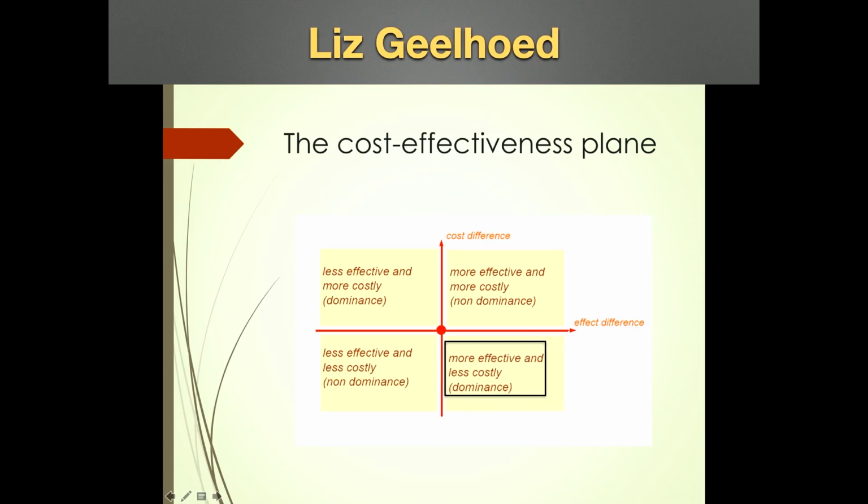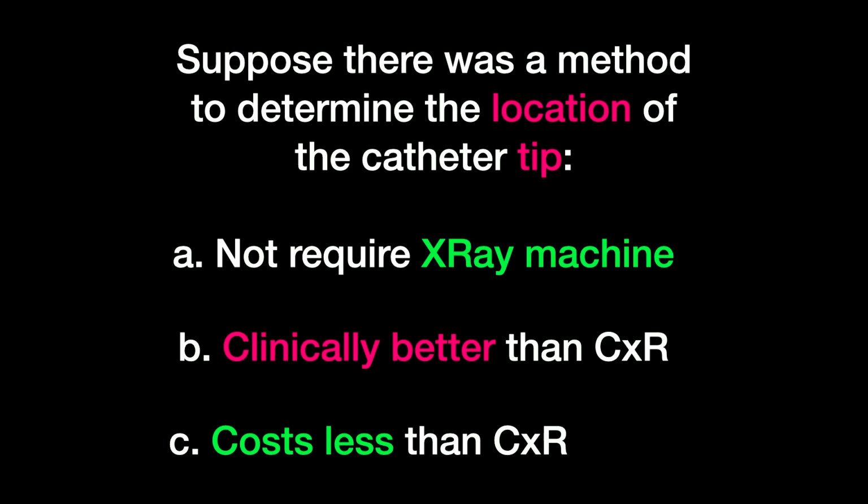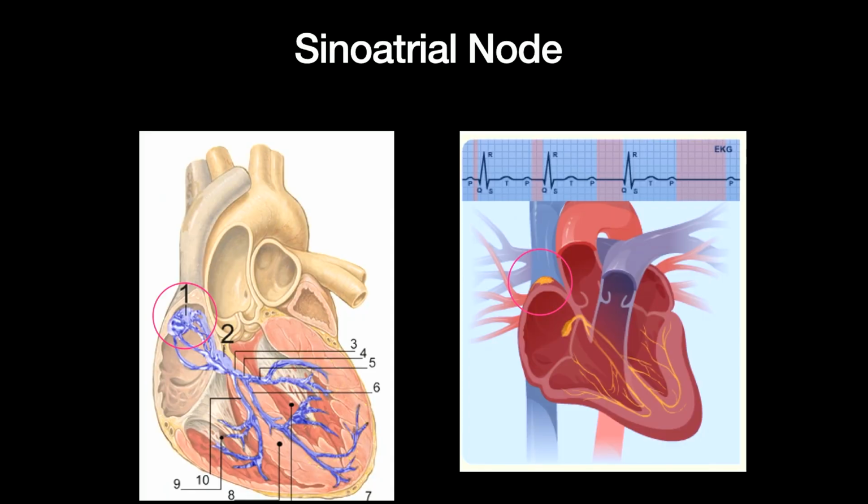In the right lower quadrant is something that's clinically better and you save resources. It's rare. When somebody comes to me with that, I don't stop till I get it because it's irrational not to do it. This EKG-based tip location is in the right lower quadrant. If you don't use it, one of us is irrational. All right. So basically, suppose there was a method to determine the location of the catheter tip that did not require an x-ray machine, was clinically better, and cost less. You'd probably adopt it. So here's how it works.